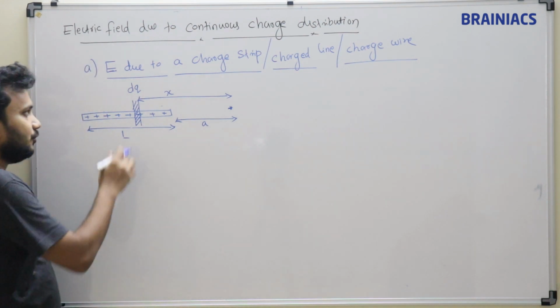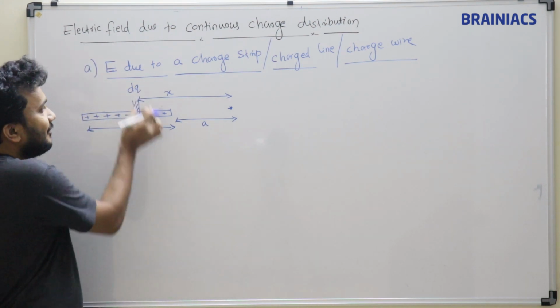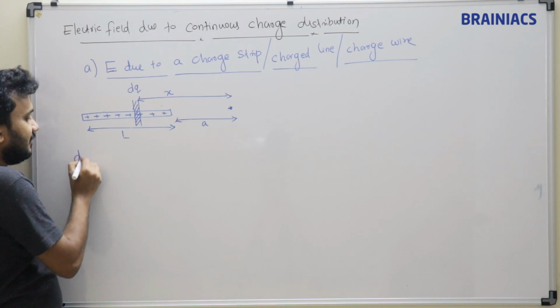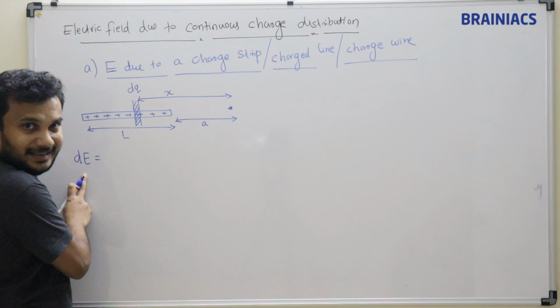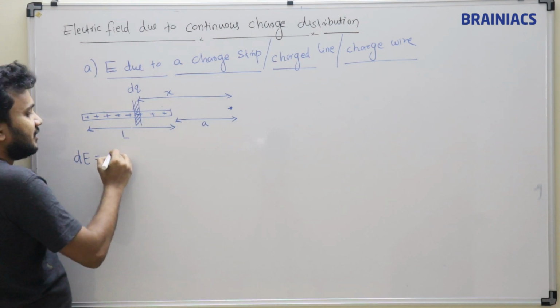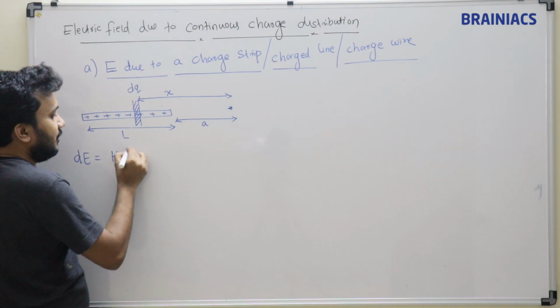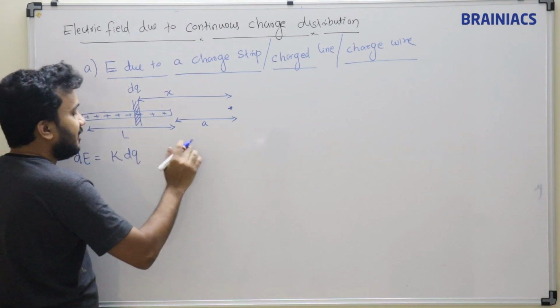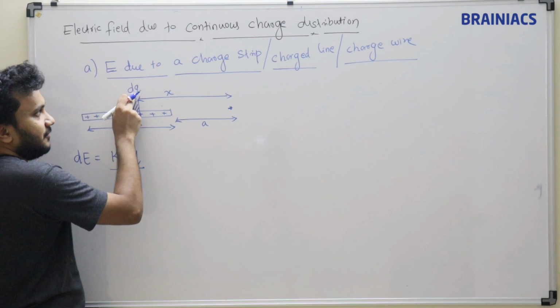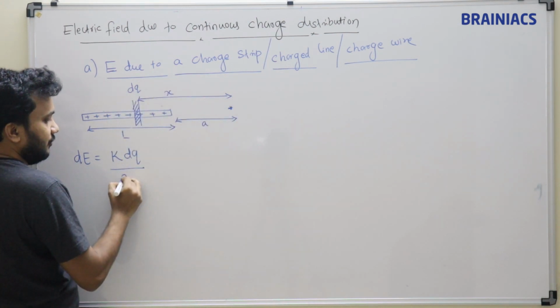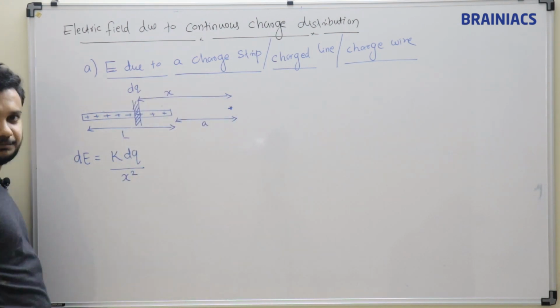So what we are going to do is find the electric field due to dq, that is called dE. A small charge creates a small electric field, dE is small. So what is the formula of this one? K into dq, K into q by r square, that's the general formula. Here what is r square? Distance from this charge to this point, you will say x square.